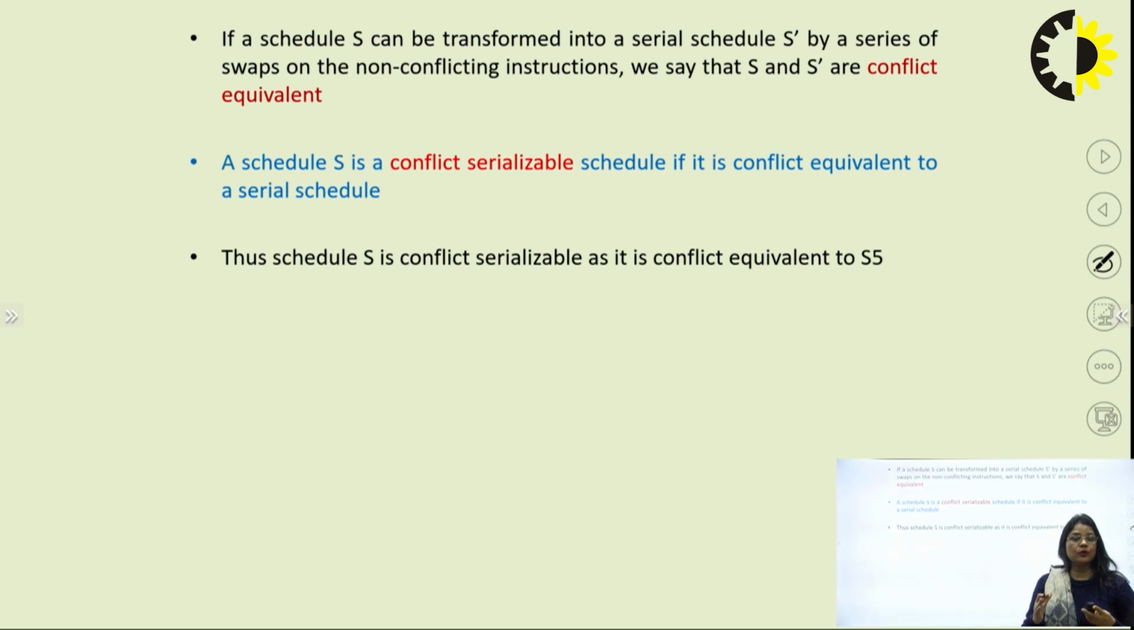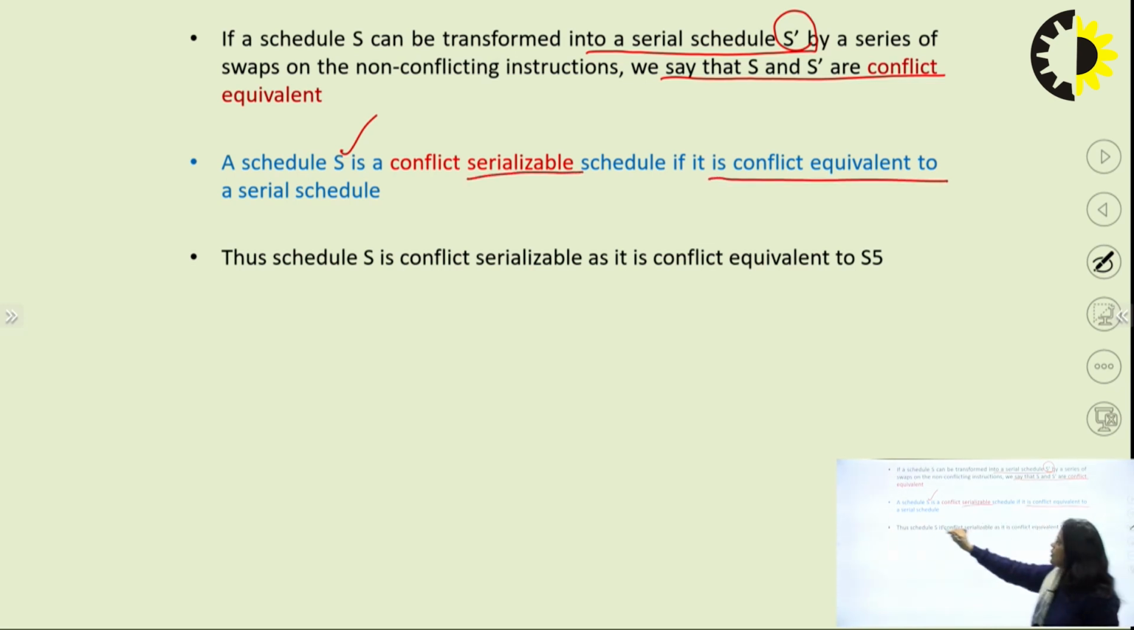So now we are able to define with that example, if a schedule S can be transformed into a serial schedule S dash by a series of swaps on the non-conflicting instructions, we say that S and S dash are conflict equivalent, right? So now you must understand the concept of conflict equivalent schedules. If we are able to make a serial schedule from a concurrent schedule by swapping operations, we can say that the obtained schedule is conflict equivalent to the other schedule. A schedule is conflict serializable if it is conflict equivalent to a serial schedule.